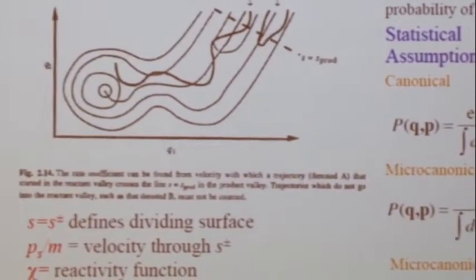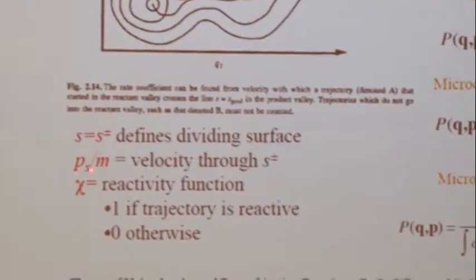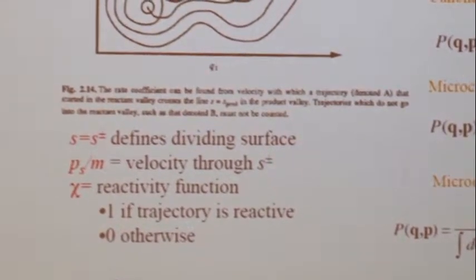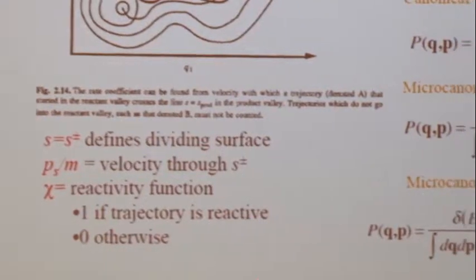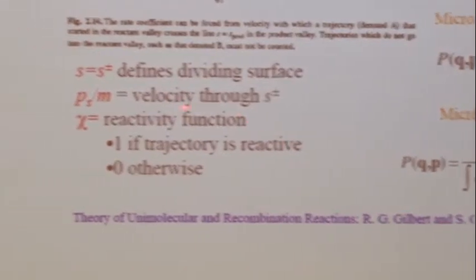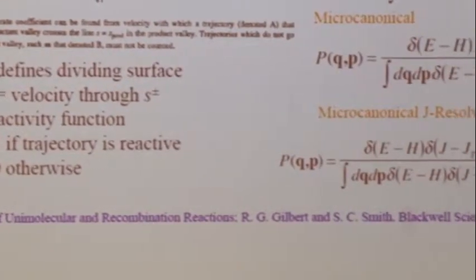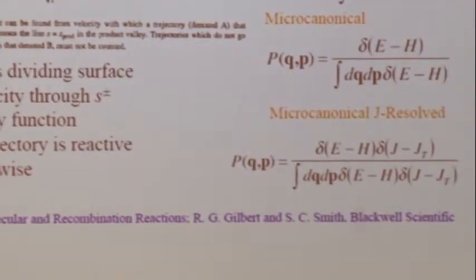And here's the dividing surface. This is the velocity, the momentum divided by the mass. That's the velocity through the dividing surface. And this is the function that says it's 1 if the trajectory is reactive, which means in long time does it end up in this valley. And it's 0 if it doesn't, like this one. All right? And there's a textbook you could look up that has a whole chapter basically about this picture and what that form is. So that's the classical thing.